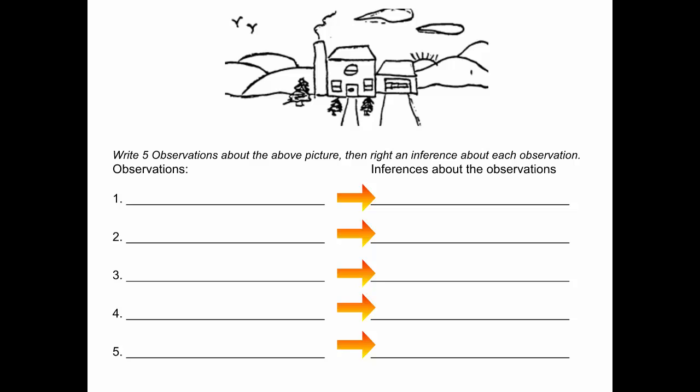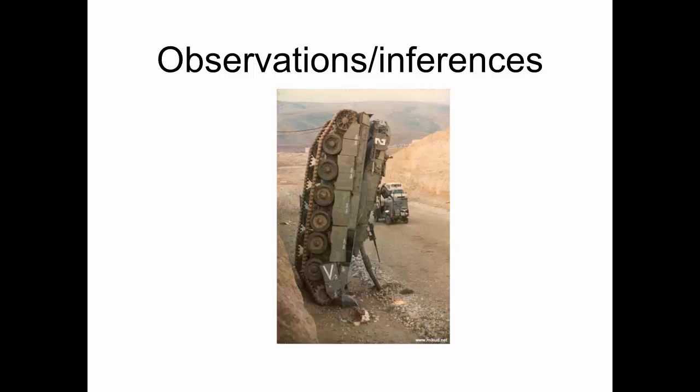Who could give me an inference that's based on that? Kai? That the fireplace is on. They have a fire in the fireplace. Yeah. All right. Let's just do a couple more. Give me one observation about this photograph here.